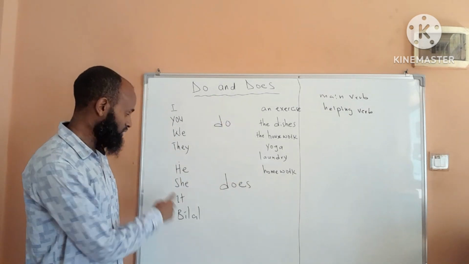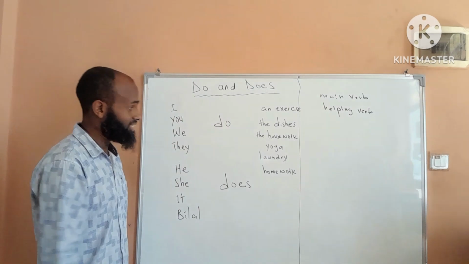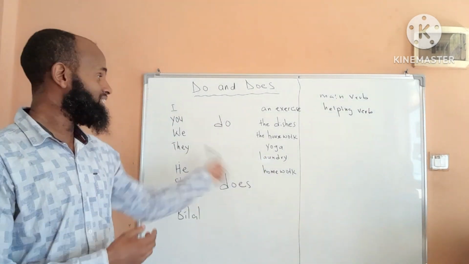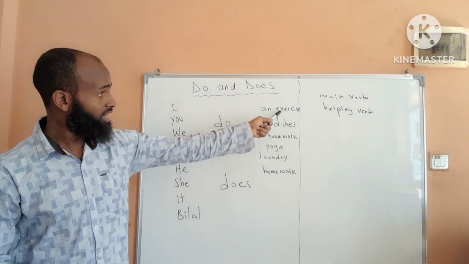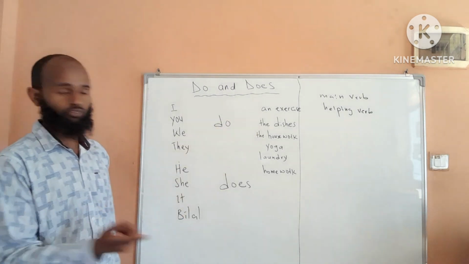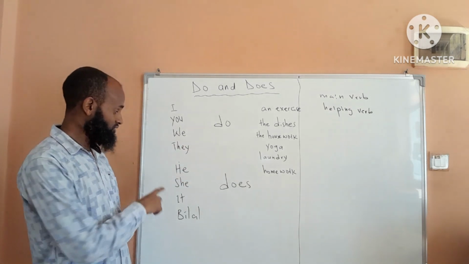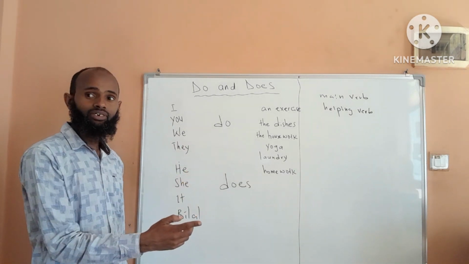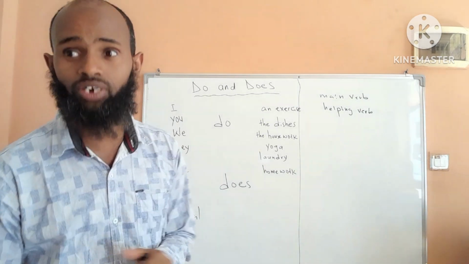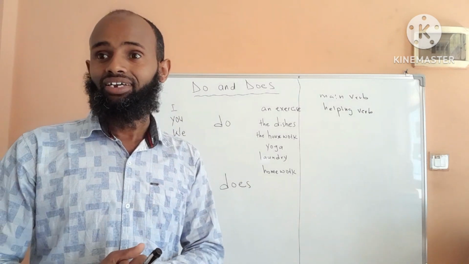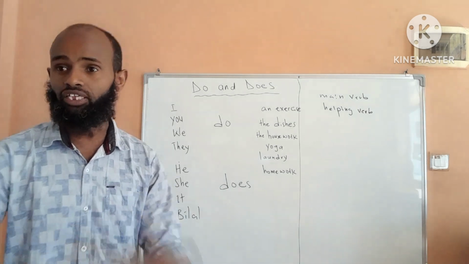You can change the phrases. It does work. Bilal does an exercise. Bilal does homework. Bilal does the laundry. Actually, you can use this exercise with any subject. For example, he does an exercise. She does an exercise. It does an exercise. Actually, with the subject it we don't say it does an exercise. We have to say it does work.